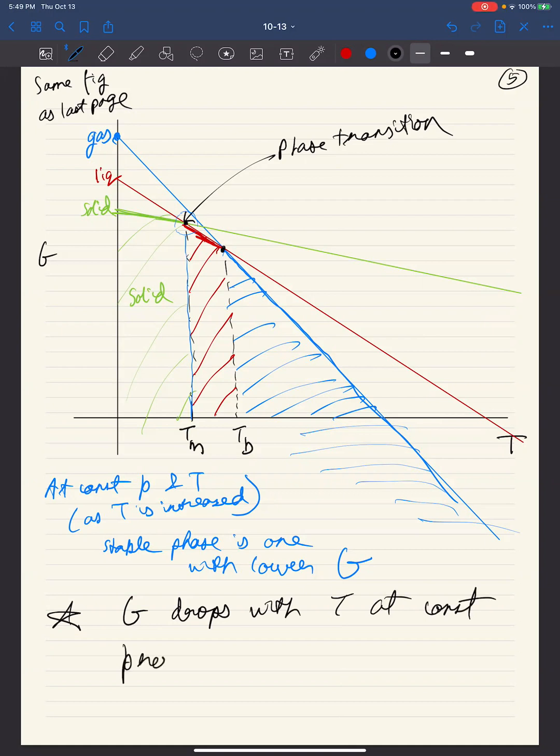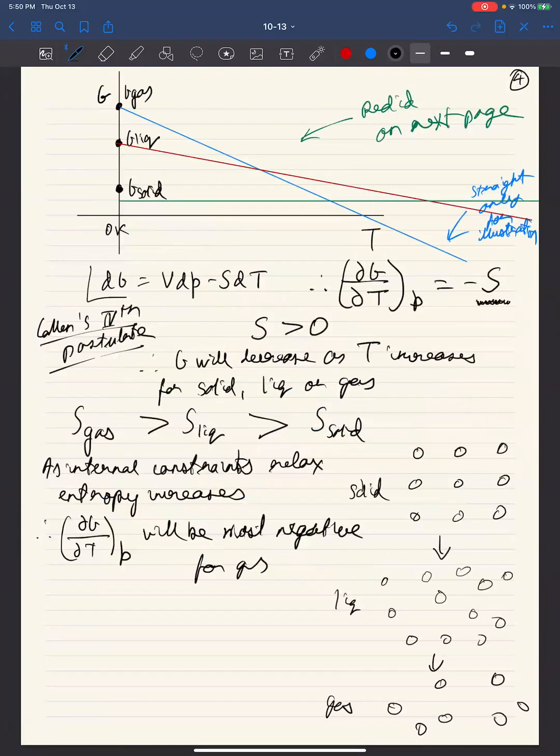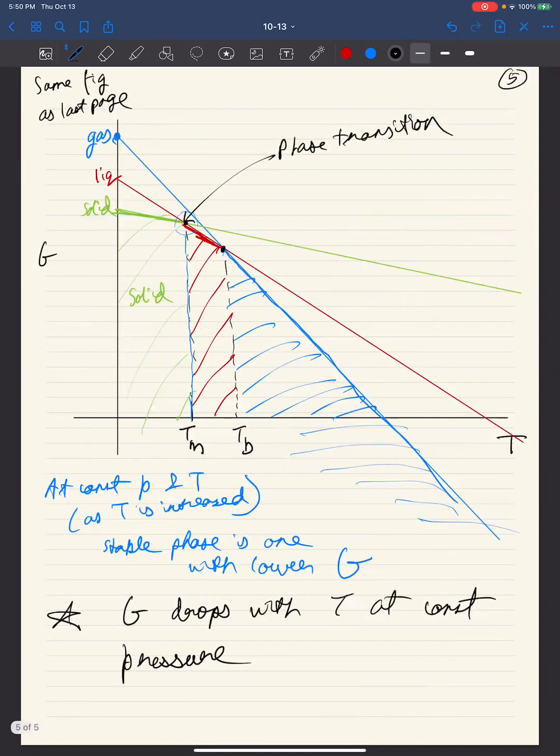If I met you in the lobby or in the elevator, and I just went at you like, hey, tell me, why does G drop with T at constant pressure? Unless you remember the fundamental equation for G, which is dG is equal to V dP minus S dT, you won't be able to explain this to me, right? So it's really a direct consequence of this fundamental relation. It's really using this partial derivative and the fact that we assume that entropy is always positive. That's why G always drops.